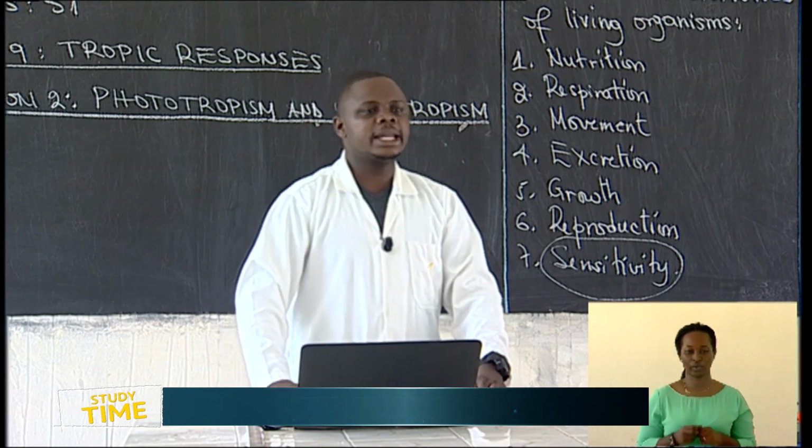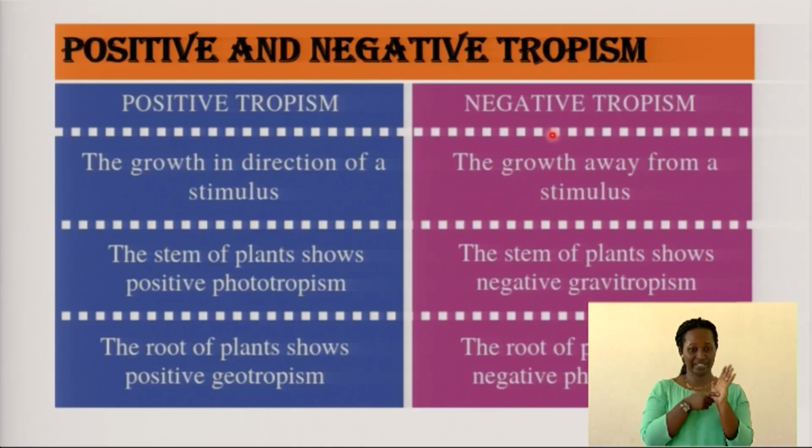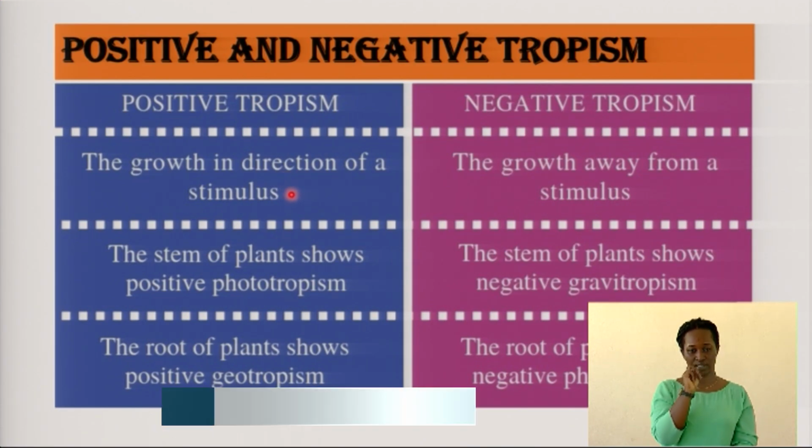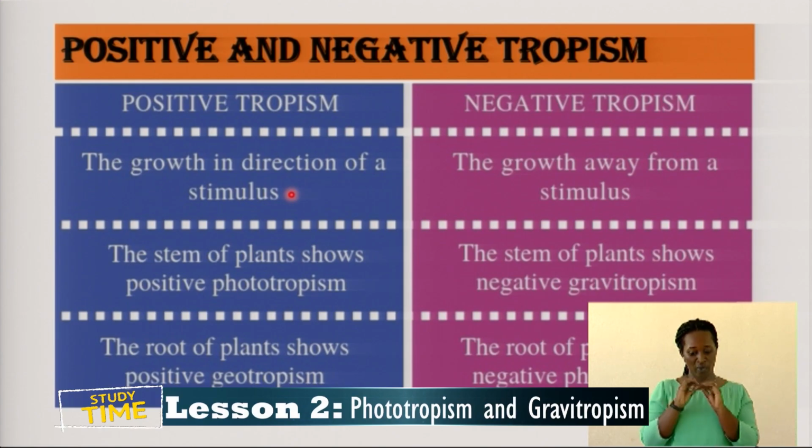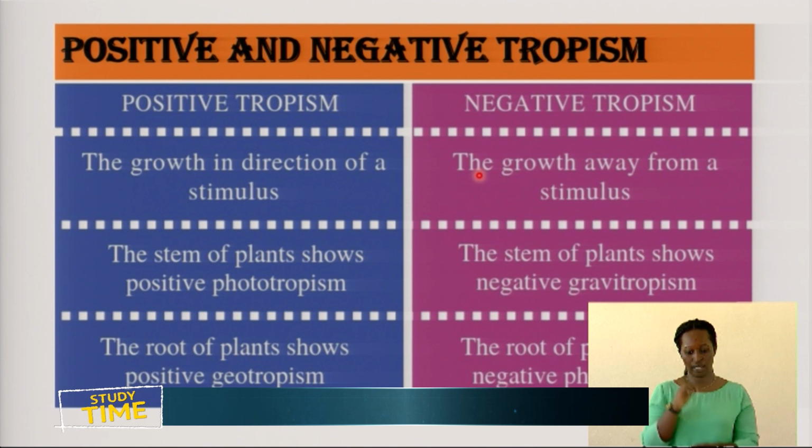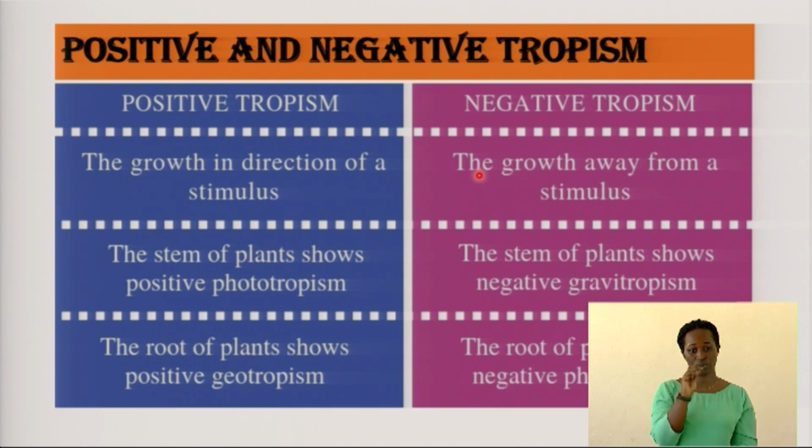Now, positive and negative tropism. Here we have positive tropism, and here we have negative tropism. Positive tropism, growth in direction of the stimulus. That means the organ grows towards the stimulus. Then in negative tropism, the organ grows away from the stimulus.